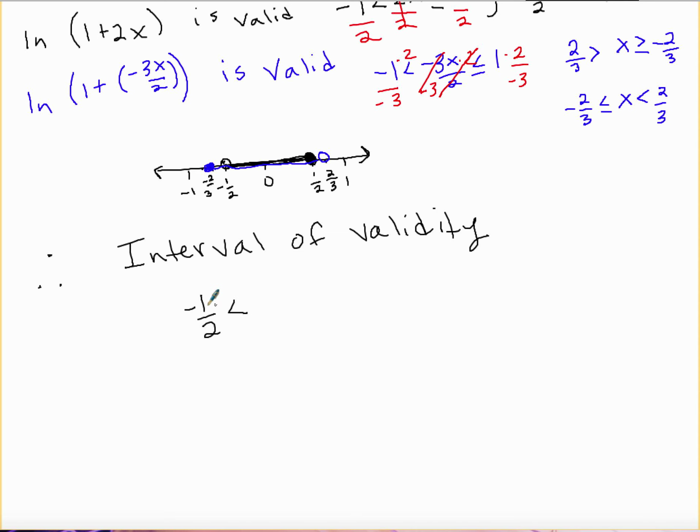I used the inequality symbol without the equal sign because this is an open circle. It's not included. And then I used the equal sign because this filled in is included. You could also write it like this.